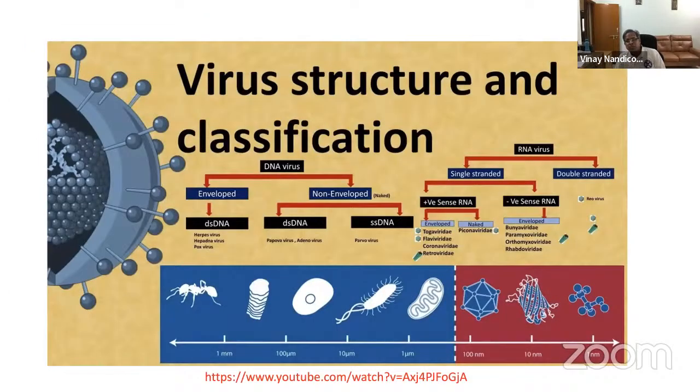The viruses per se use DNA as genetic material or can use RNA as genetic material, and they're classified based on what kind of genetic material they use, what kind of a cell envelope they have, into various subclassifications. You can see very clearly DNA viruses with envelope, without envelope, whatever they have as a genetic material.